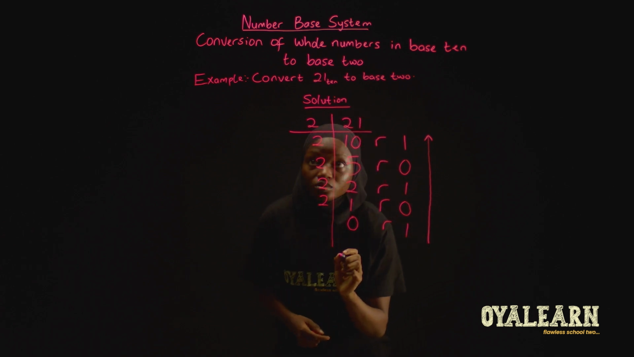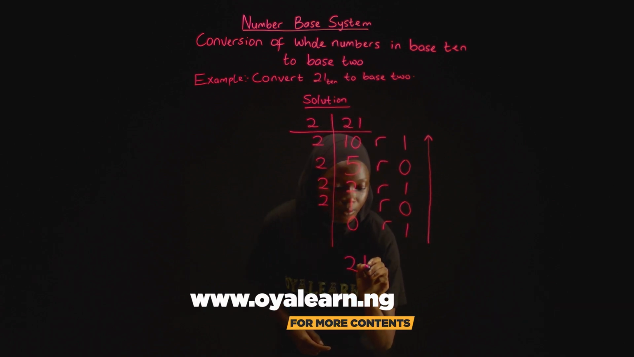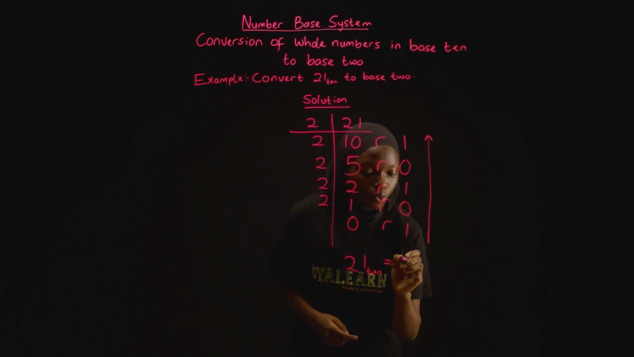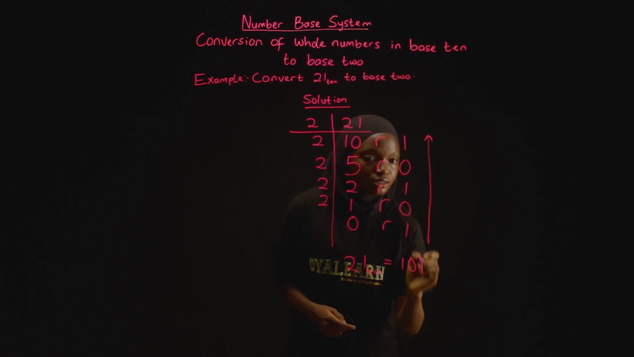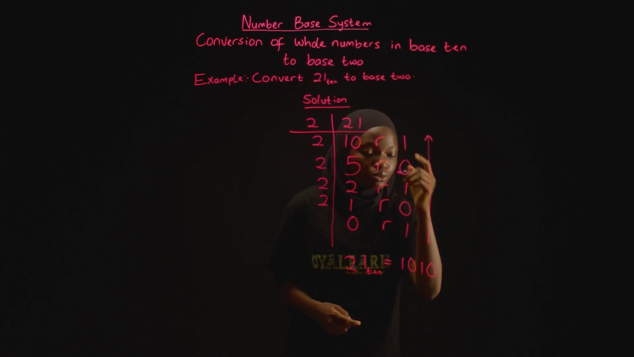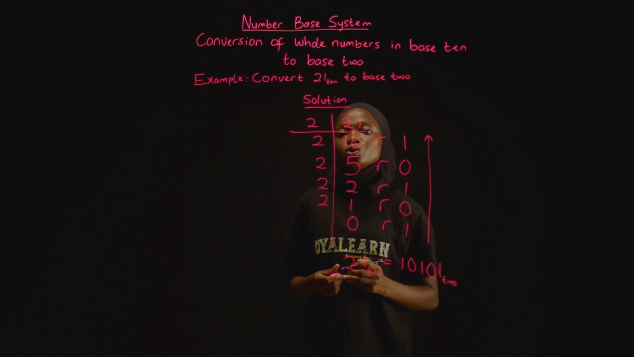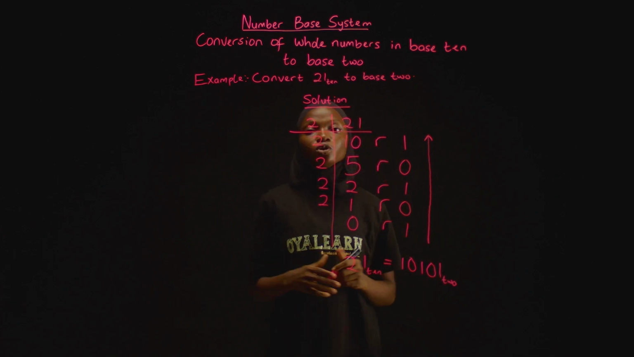So we have 21 base 10 will be equal to, from the last remainder, 1, 0, 1, 0, 1 base 2. And that's how to convert 21 base 10 to a number in base 2.